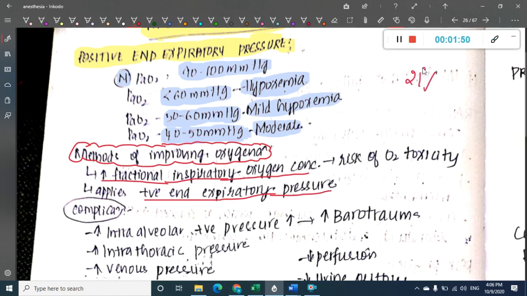Normally we will have 21% of oxygen when we inhale it from the surroundings, but we can increase this 21% to 40% or 60% based on the requirement, and in some situations we may also require 100% oxygen. So this oxygen concentration can be increased, and by that we will obviously increase the oxygenation of the patient, right? But always keep in mind that when you increase the inspiratory oxygen pressure, there is always an increased risk of the patient landing up in oxygen toxicity. So this is something which you have to remember.